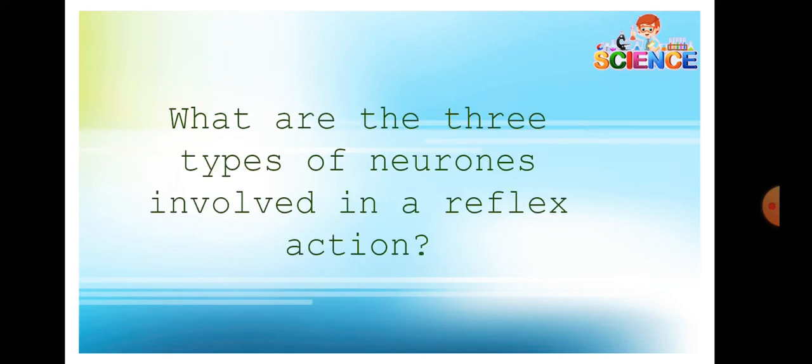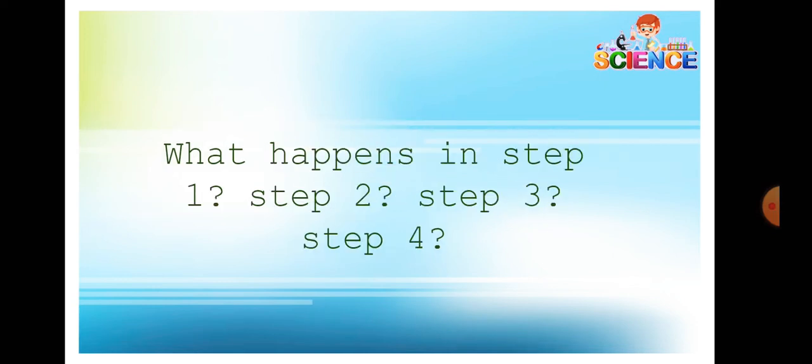Now, we have another question here, which is: what are the three types of neurons involved in reflex action? As I discussed just now, your answer would be the sensory neuron, interneuron, and motor neuron. So these are the three types of neurons. What happens in step 1, step 2, step 3, and step 4?